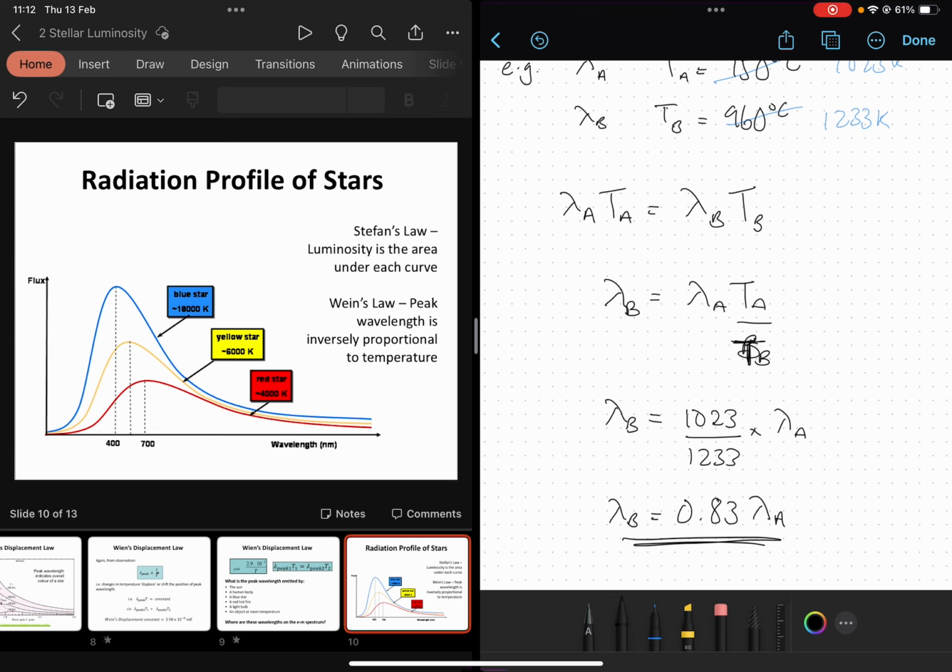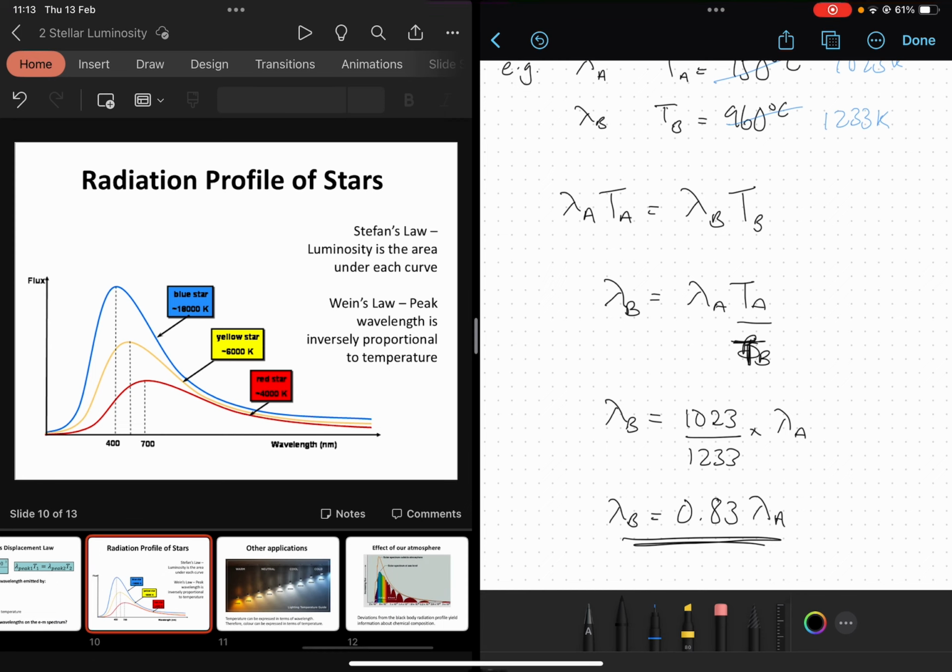So let's look at Stefan's and Wien's law and how they apply to this profile. So Stefan's law relates luminosity to the area under each curve. And the blue star, being the hottest star, has the greater area under the curve. And so the greater luminosity, the greater power output. Wien's law relates peak wavelength to the inverse of temperature, they're inversely proportional, and you can see that as the star gets hotter and hotter, the peak wavelength moves to lower and lower wavelengths.